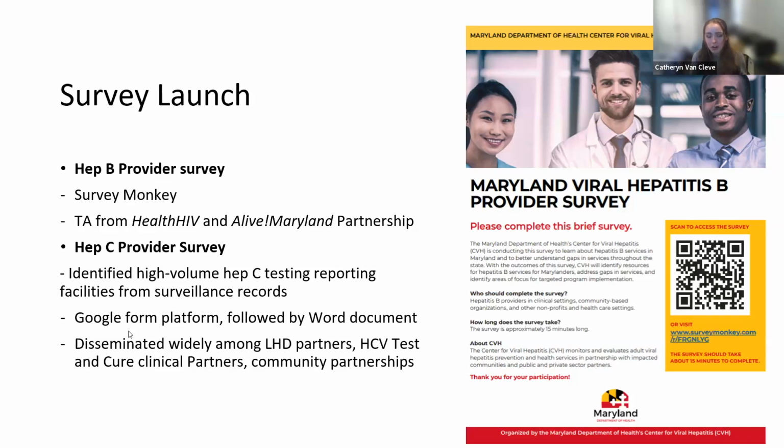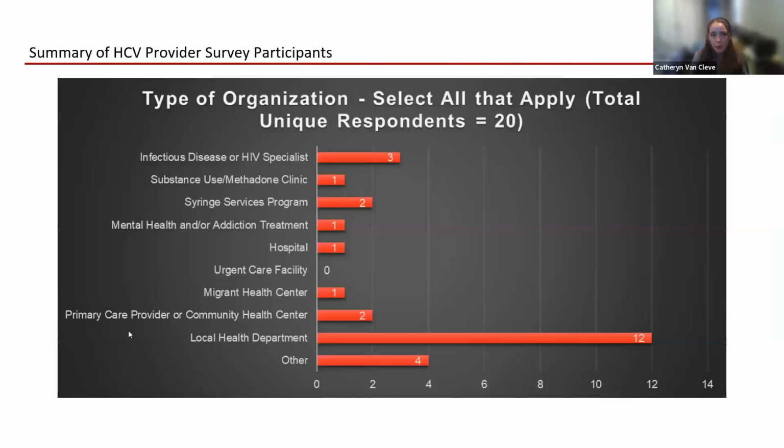We did identify our high volume testing facilities, and so we tried anyone who we could find a contact for. As far as providers, we emailed this out to them. Particularly, we emailed it out to our local health departments, as well as our HCV Test and Cure clinical partners and community partnerships. So as you can see, this is a summary of our survey participants.